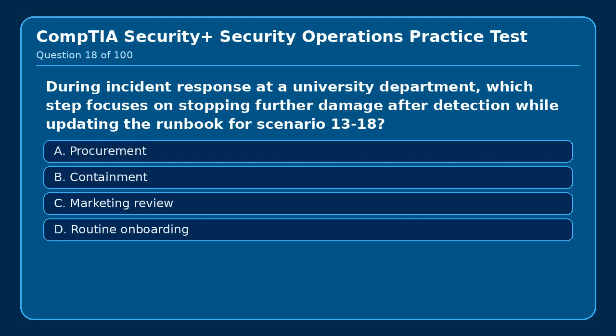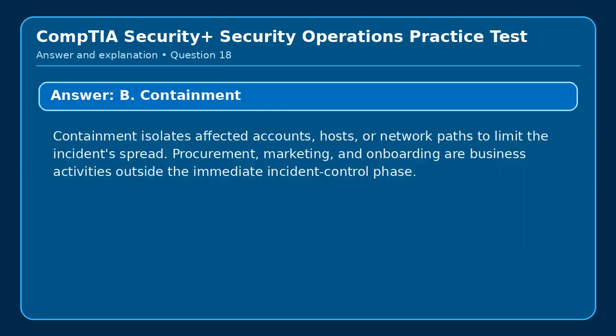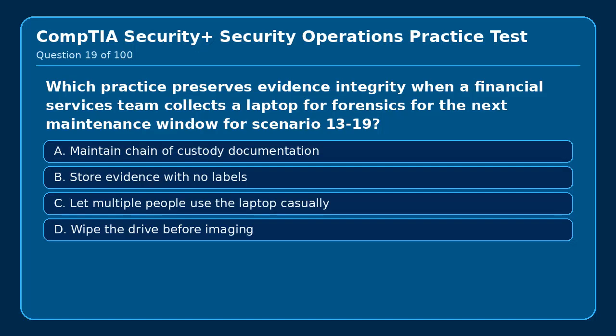Question 19. Which practice preserves evidence integrity when a financial services team collects a laptop for forensics for the next maintenance window for scenario 13 to 19? A. Maintain chain of custody documentation. B. Store evidence with no labels. C. Let multiple people use the laptop casually. D. Wipe the drive before imaging. Take a moment to choose your answer.